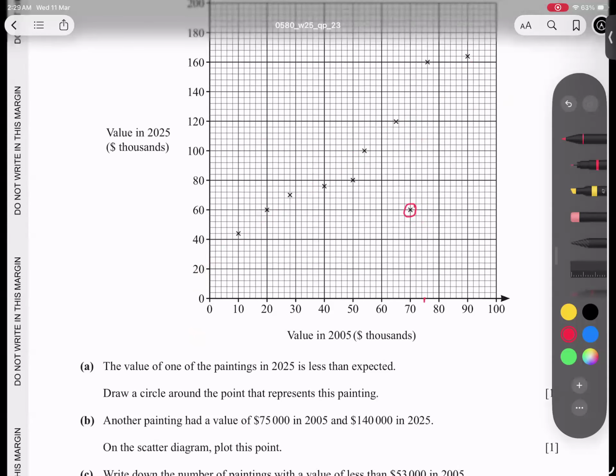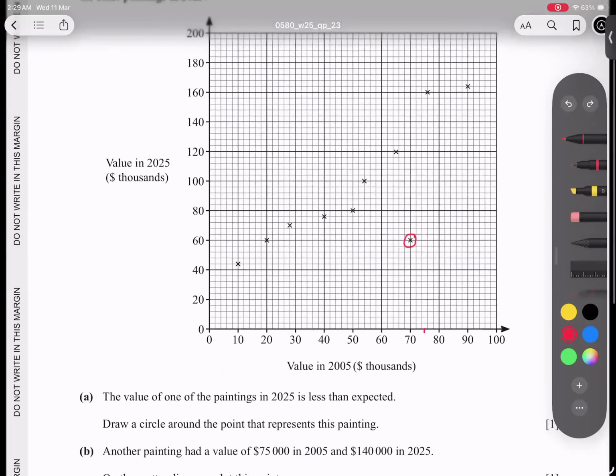Only one mark to circle, which is less than expected. It could be slightly up here or here or here, but anyway, it is below. Another painting had a worth of 75,000 in 2005, in the middle of 70 and 80, so this is 75,000, and 140,000 in 2025, plotted on the scatter diagram. So it means this number will go from here.